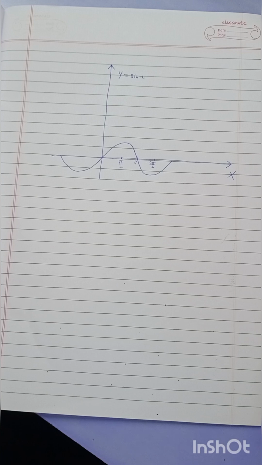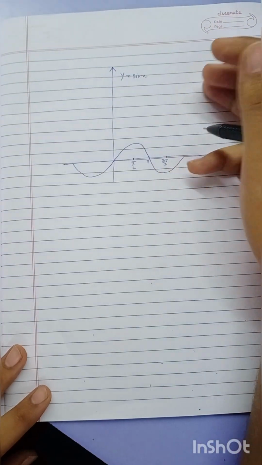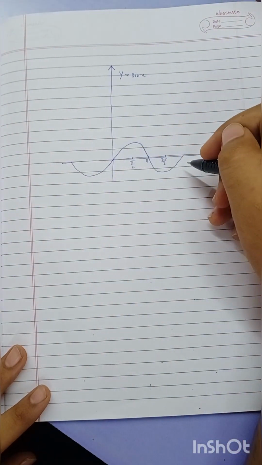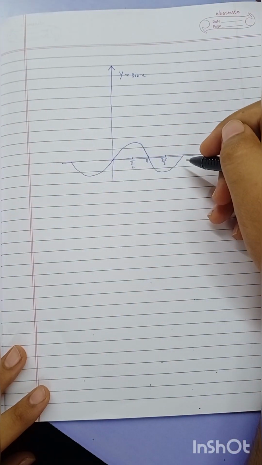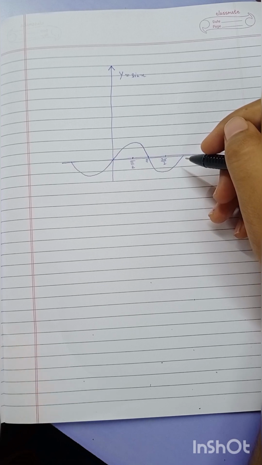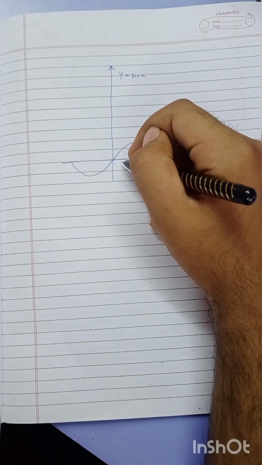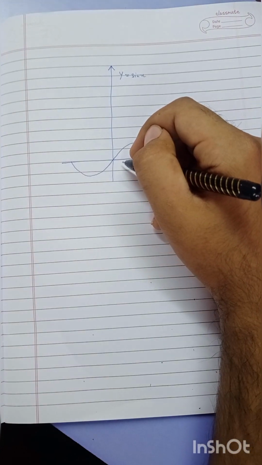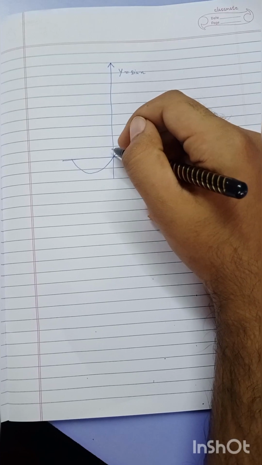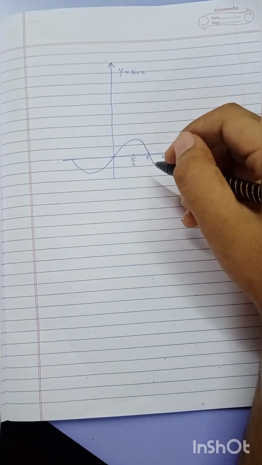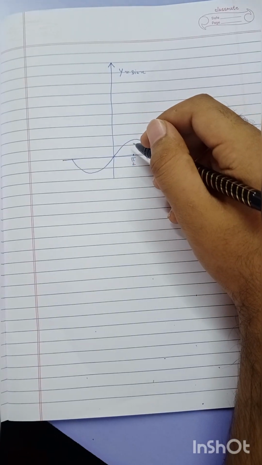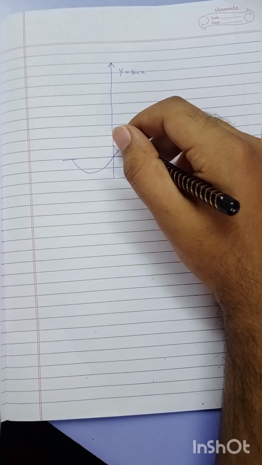Let's take the example function y equals sine x. Here, x is the input value and y is the output value. So for say x equals pi by 6, sine x, that is y, will equal 1 by 2, and for x equals pi by 2, sine x, that is y, will equal 1.